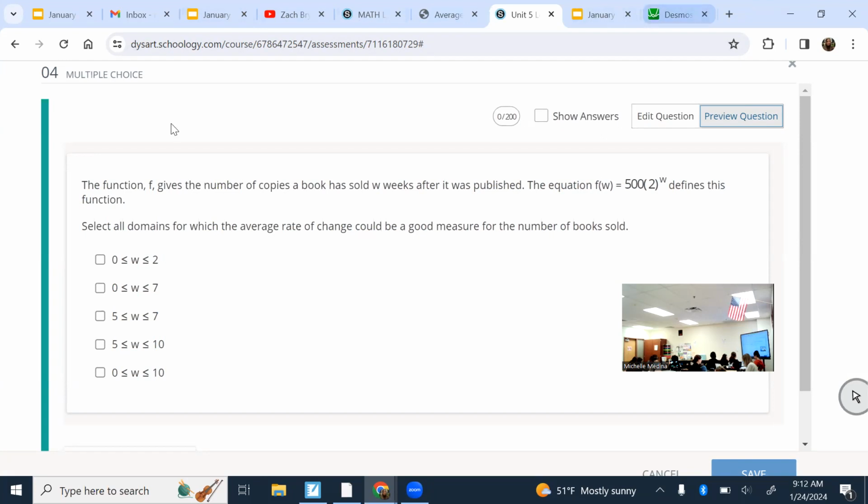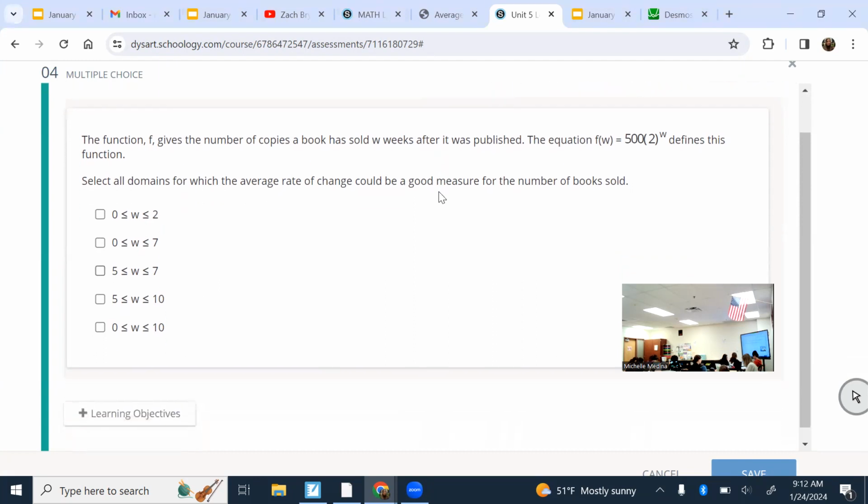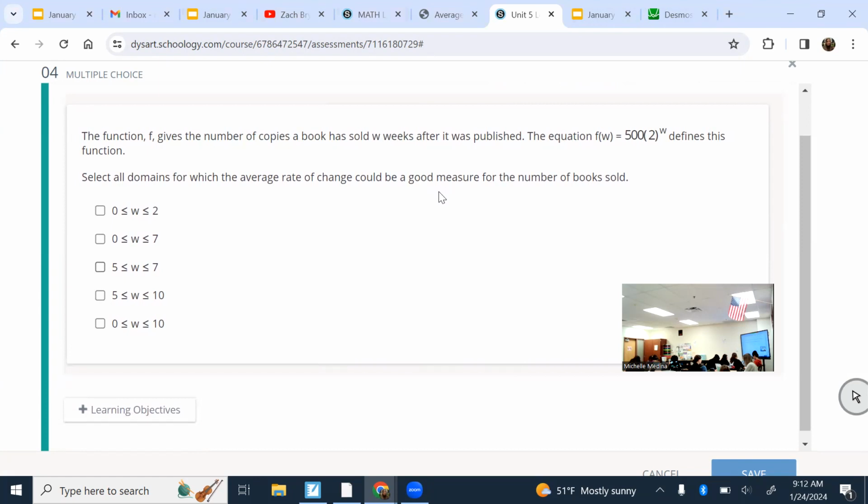Anyway, number 4 on the same practice, the function f gives the number of copies of a book sold W weeks after it was published. This equation defines the function. Select all domains for which the average rate of change could be a good measure for the number of books sold. So domain is referring to what?